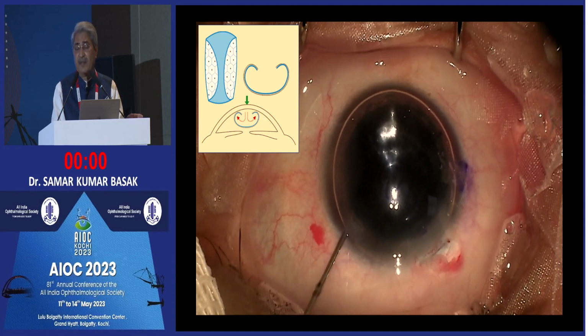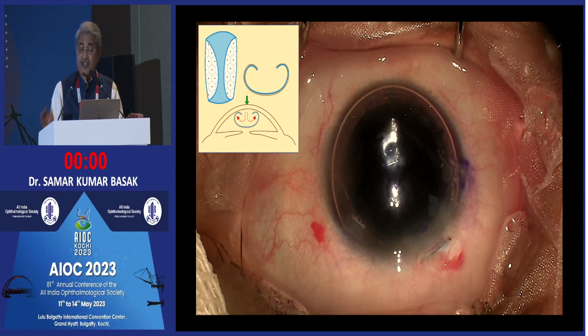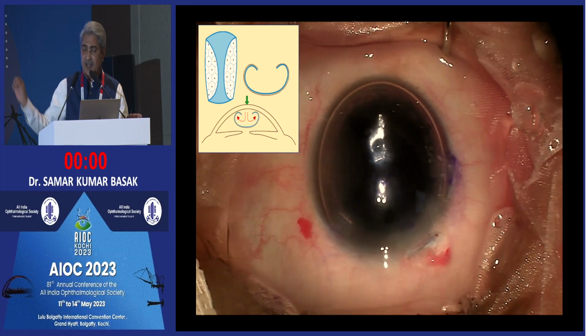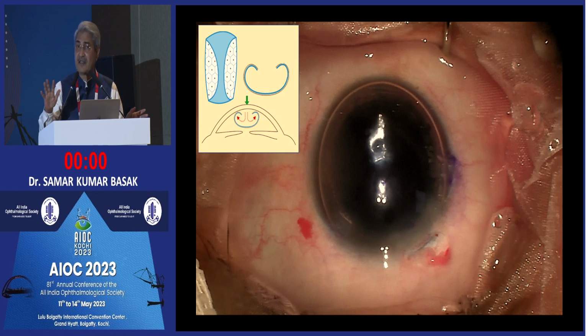So the air bubble should not be much. It should be just like this. You could see a peripheral rim of fluid. If you give too much, there will be more chances of problems, if you are using air only. Gas is different. I use only air except in one or two cases.